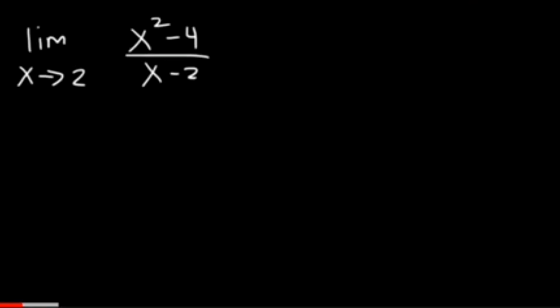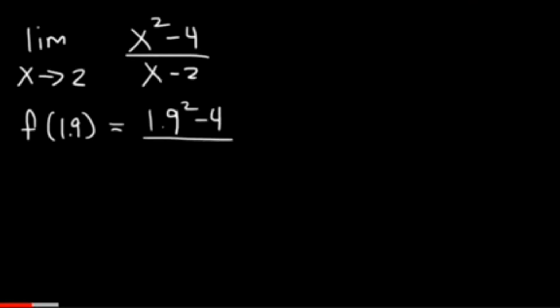Now sometimes, you could find a limit by plugging in a value that's close to 2. And that's what you want to do. You want to plug in a number that's close to 2, but not exactly 2. So for example, let's call this f of x. Let's calculate f of 1.9. And let's see what's going to happen. Actually, let's make it 2.1, so let's get a positive answer instead of a negative one.